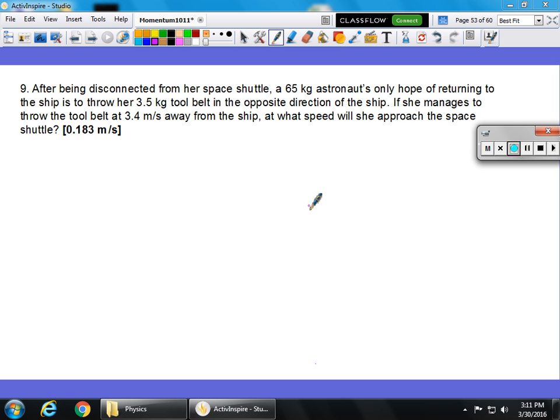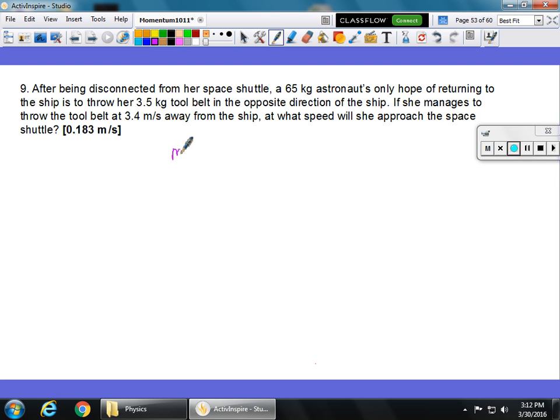This one involves an astronaut lost from the space shuttle who's floating around. This is an explosion problem because we have two objects that are together: an astronaut together with her tool belt. She's going to try to get back to the ship. So in space, she knows that conservation of momentum applies. If she wants to go in one direction, she's going to have to send this tool belt in the opposite direction. So let's think about that in terms of momentum.